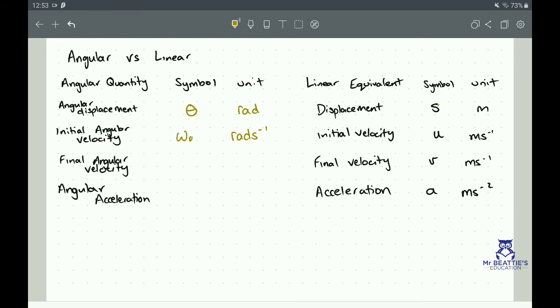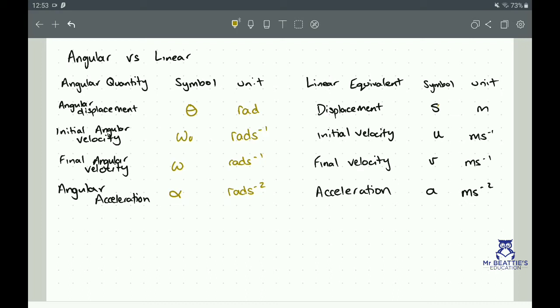Yes, omega looks like a curvy W, but it's a Greek letter, the small omega, and this is a subscript 0. Our final angular velocity is just omega, and it's also measured in radians per second. And the clever among you will have guessed that angular acceleration is going to be measured in radians per second per second, so rads to the minus 2. Our symbol for angular acceleration is alpha, another Greek letter. It kind of looks a bit like a fish, but it's an A for alpha. And so these are our symbols.